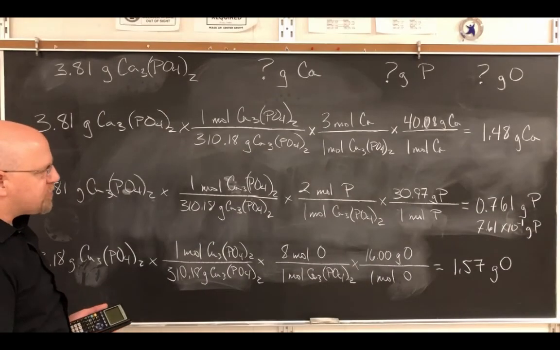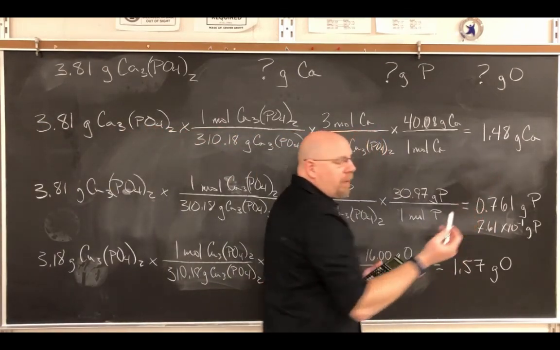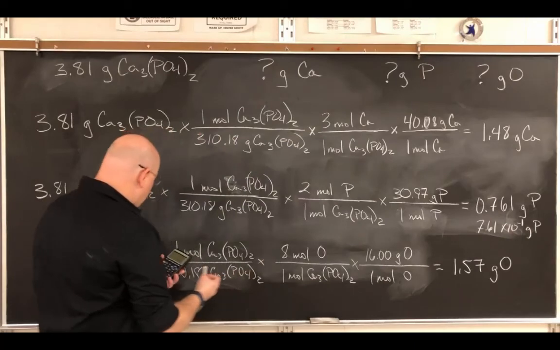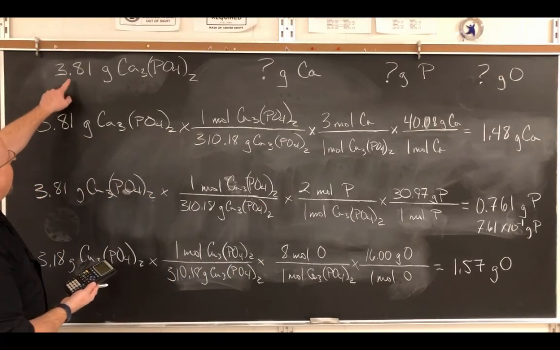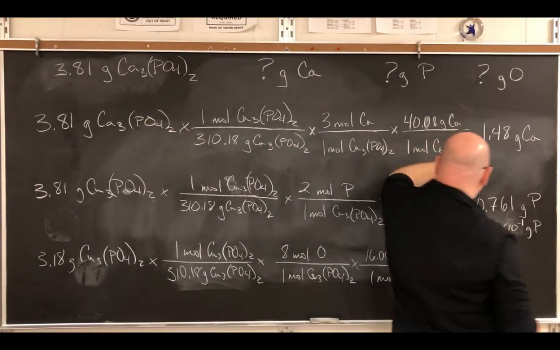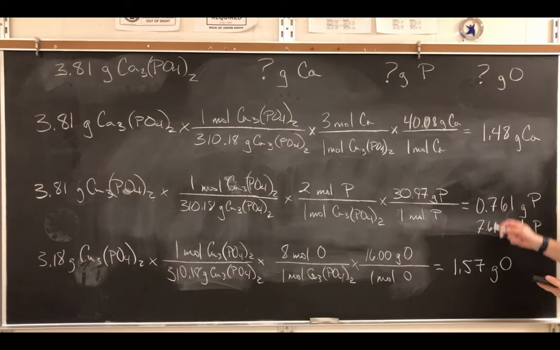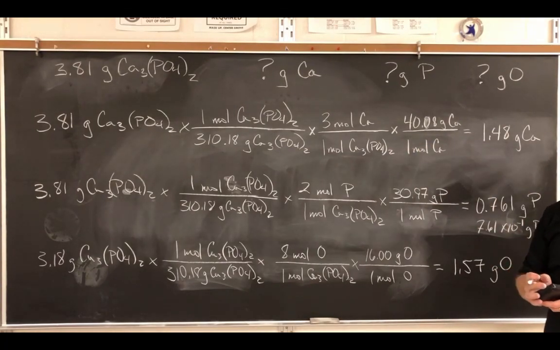And if we wanted to double check that, we could simply add these values together, keeping in mind that we rounded a little bit, but when I do that, I get 3.813, and that matches what we had at the beginning. So these masses, when we do these calculations to find the individual masses of each element, should add up to be the same mass of the sample that we had to begin with.